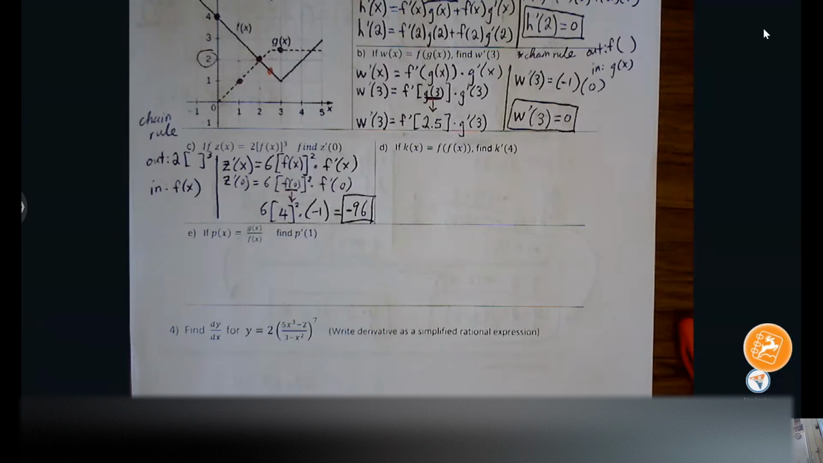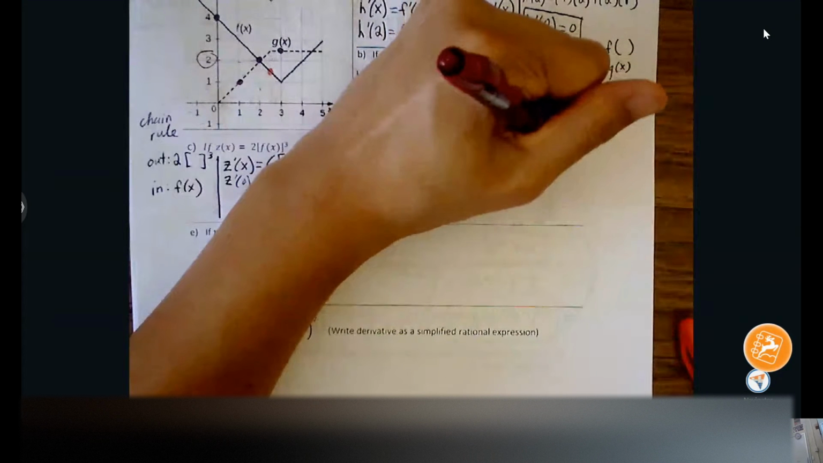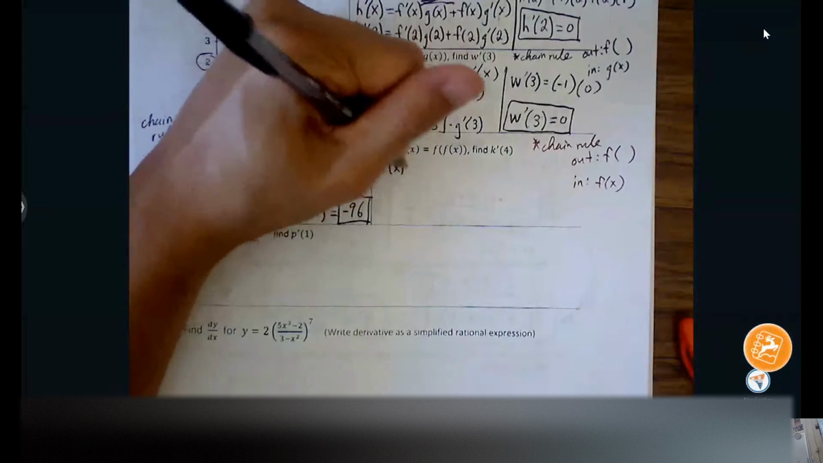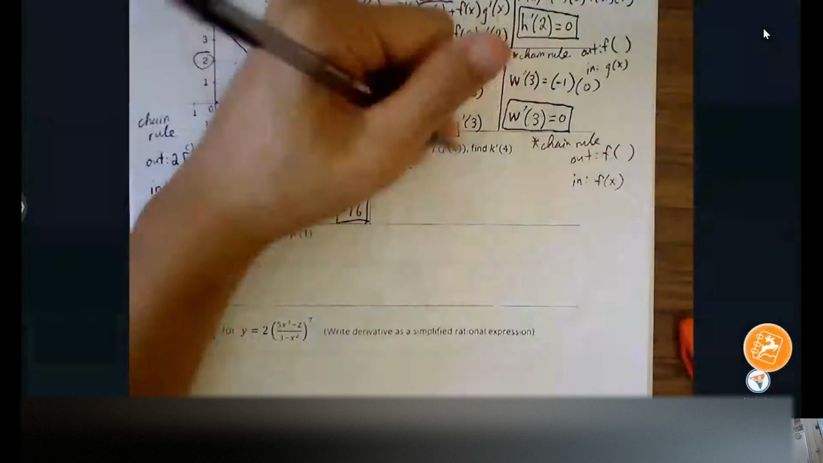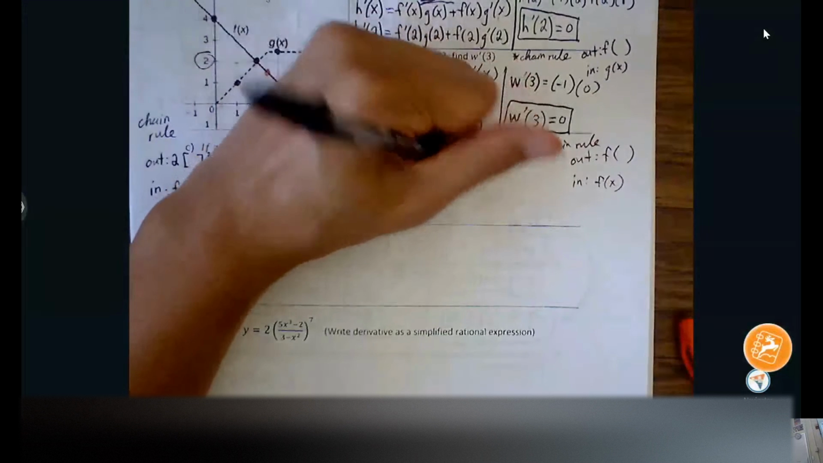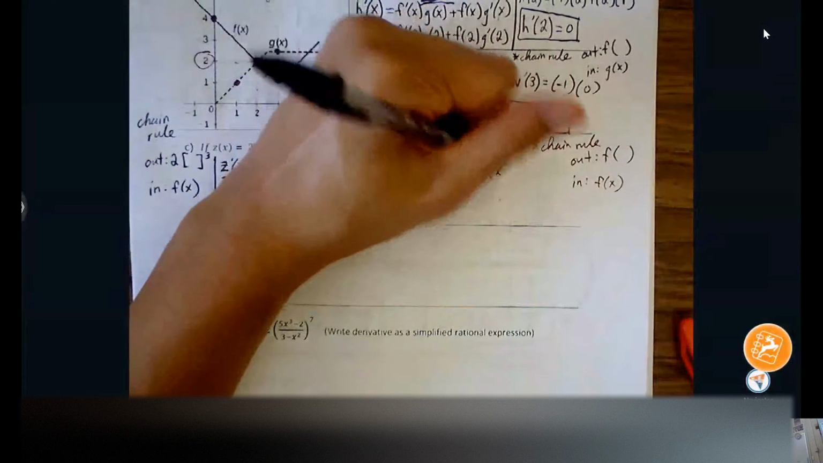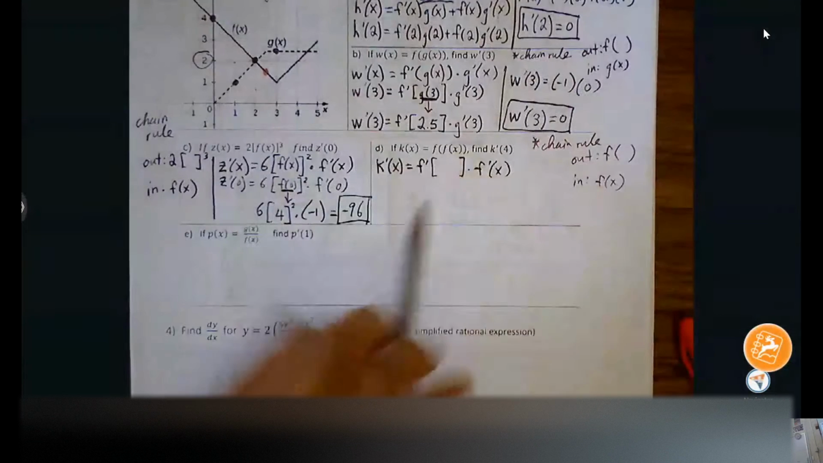Okay, for part D, what rule do we have to use here? Nice, chain rule again. Okay, outside, inside. Outside is the f parentheses. Inside is the f of x. So we take turns with each of their derivatives. Outside's derivative, f prime of parentheses, times the inside's derivative, so times f prime. And then the inside stays unchanged.